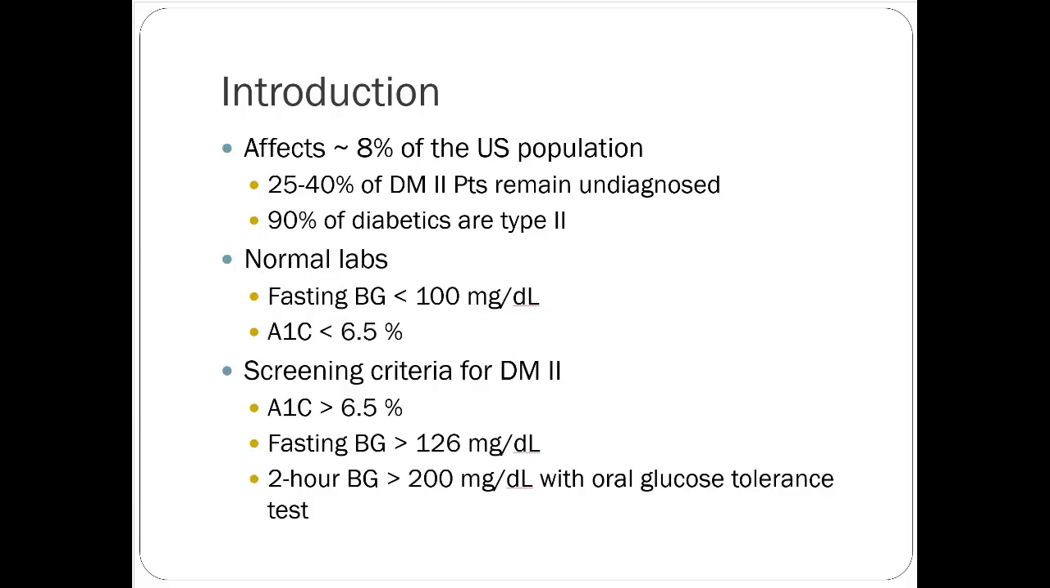Your normal labs: fasting blood glucose should be below 100, and your A1C, hemoglobin A1C, which we'll talk about on the next slide, less than 6.5%. Screening criteria for type 2 diabetes: A1C greater than 6.5, fasting blood glucose greater than 126, 2-hour blood glucose greater than 200 with an oral glucose tolerance test.